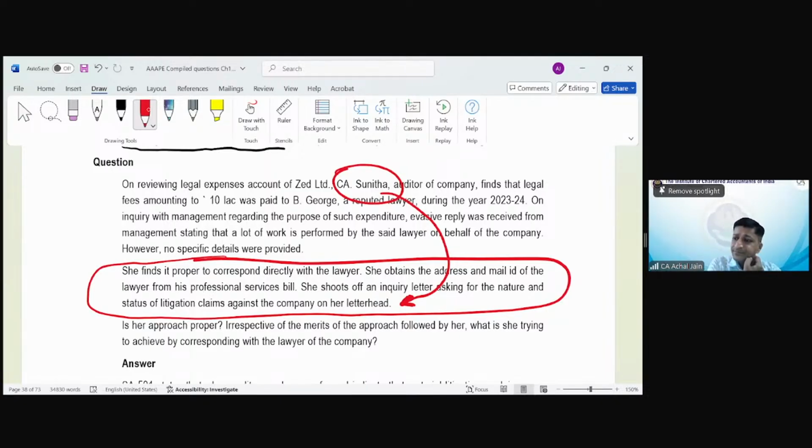Okay. Anyone else? No, sir, the approach is not proper because the auditor can't directly inquire about the nature and status of litigation and all. They have to confirm it from the management and those charged with governance. Directly they can't send the letter to them.